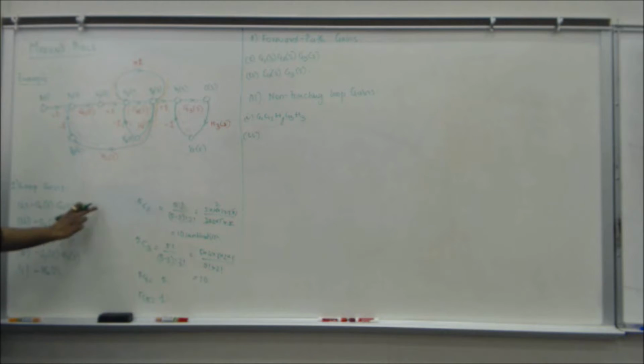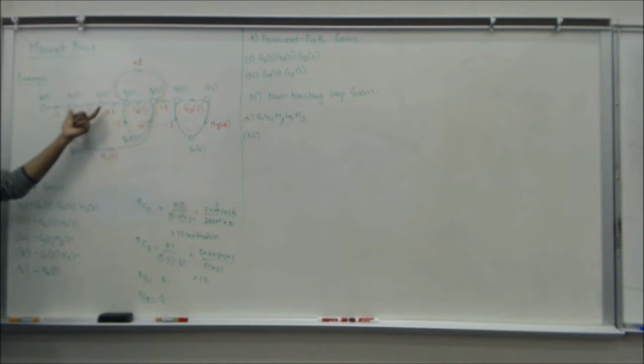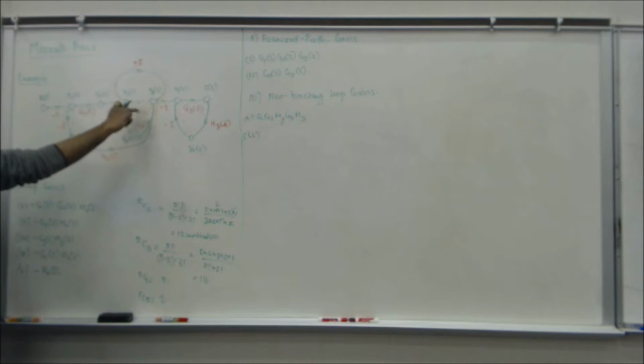Now if you take this one and this one, they're touching, right? Because you have G1 and this, and then you have this. So this is common. So those 2 loops are touching. And then you take this one and this one. Again, here they are touching. You have G1, G2, and then you have this. So this is common.